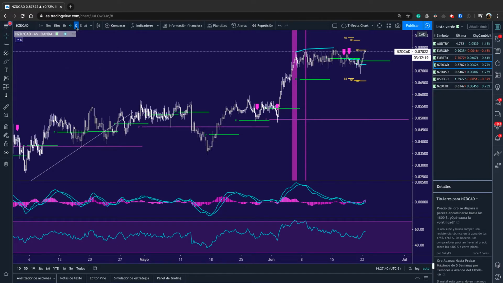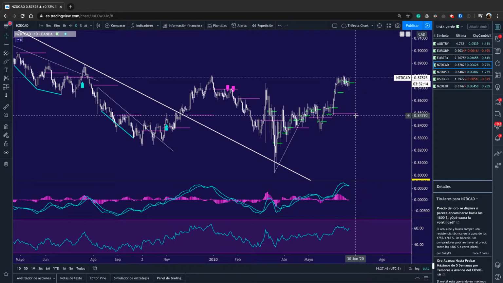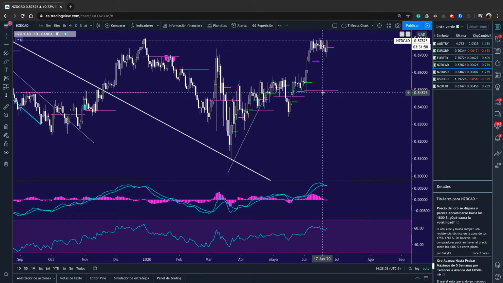Okay, now we're going to see the New Zealand against the Canadian, and this is really interesting because right now we are in this relevant resistance level, and we have a nice target over here with this weekly pivots, and we have here the monthly pivot of June really far away. And if we do not break this level, we can be super bearish and try to at least take some gains from halfway of this distance.